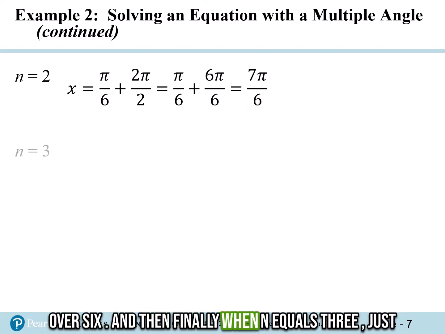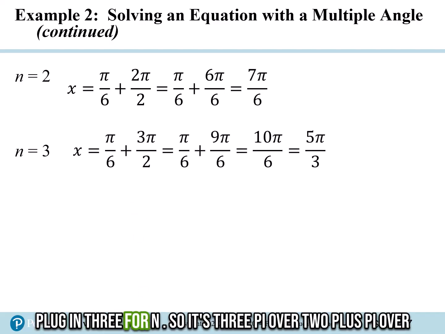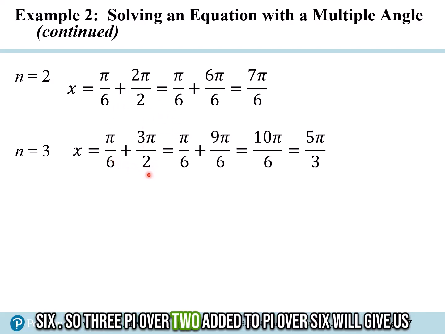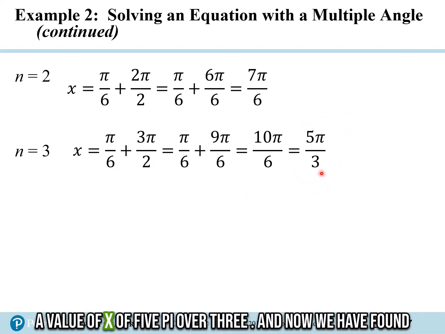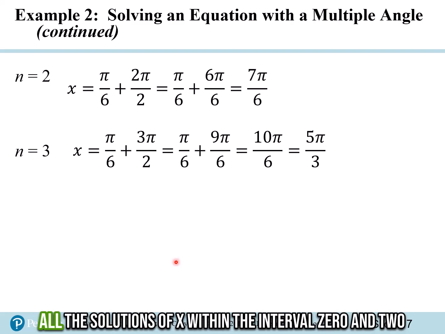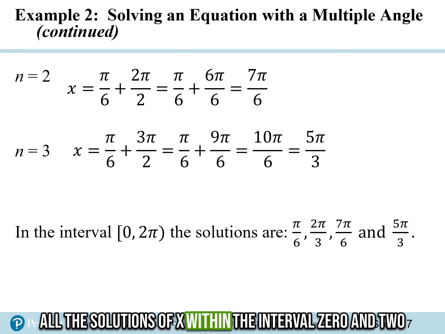And then finally, when n equals 3, just plug in 3 for n. So it's 3 pi over 2 plus pi over 6. So 3 pi over 2 added to pi over 6 will give us a value of x of 5 pi over 3. And now we have found all the solutions of x within the interval 0 and 2 pi.